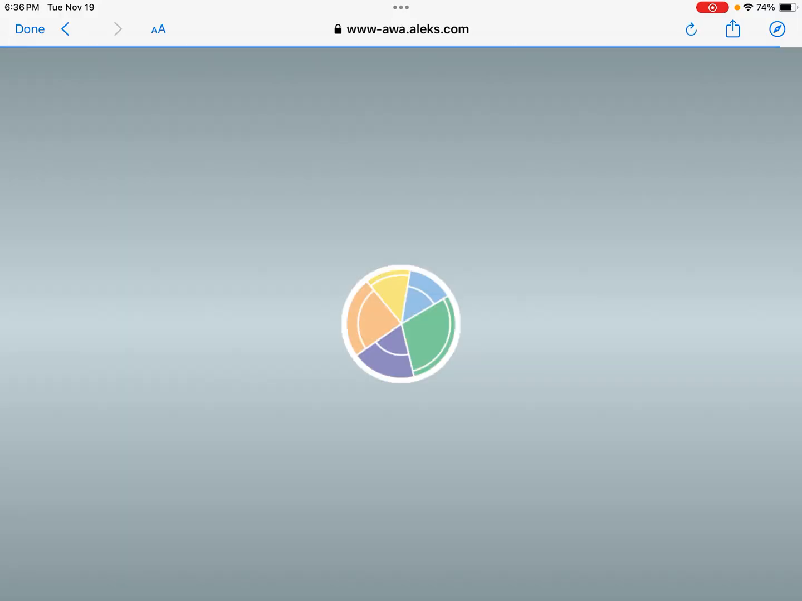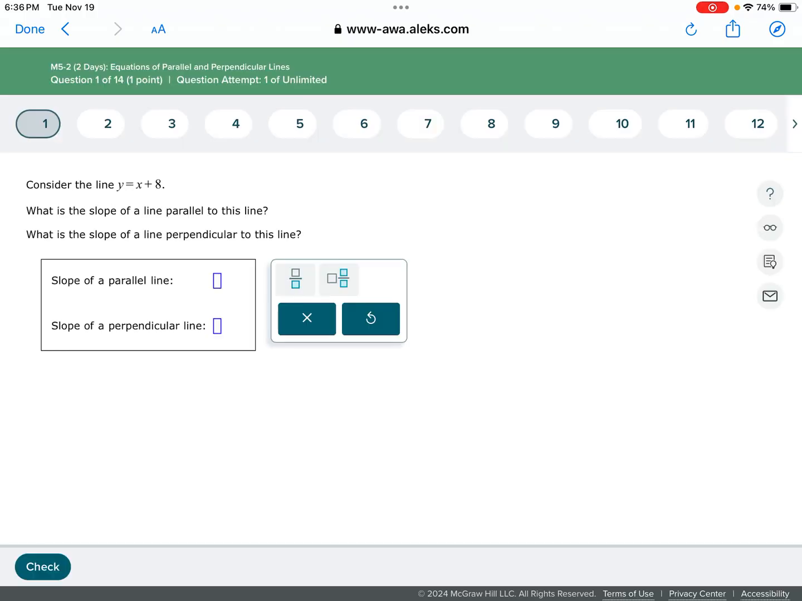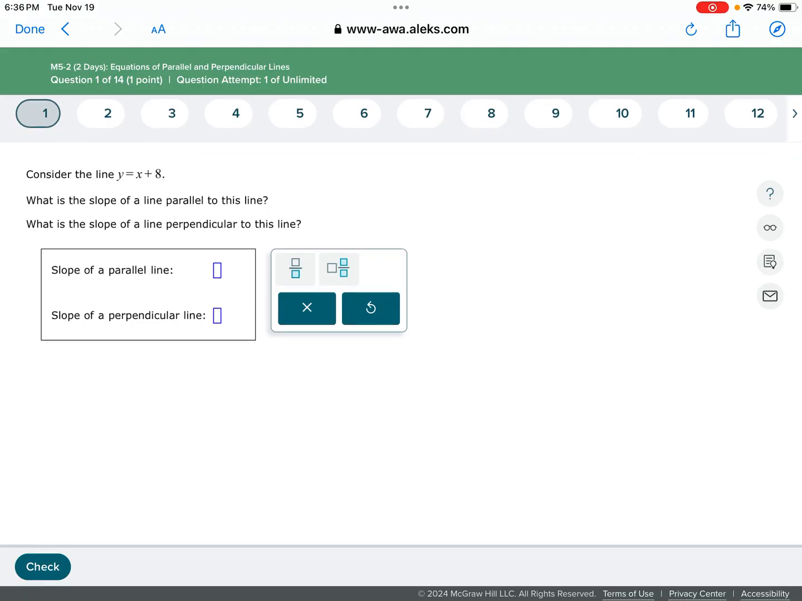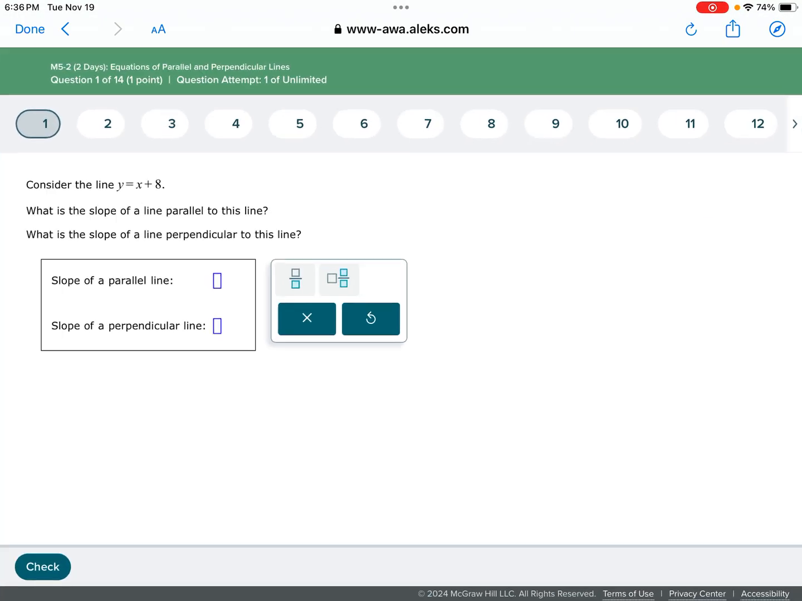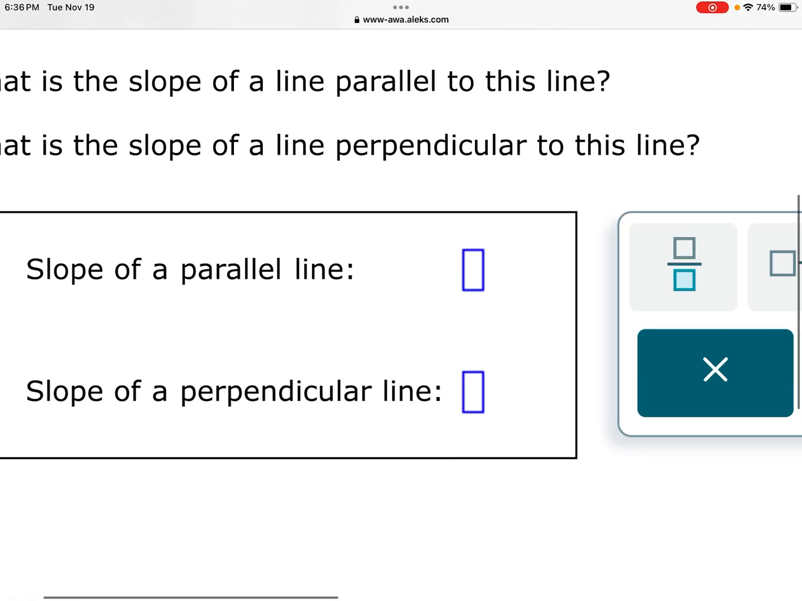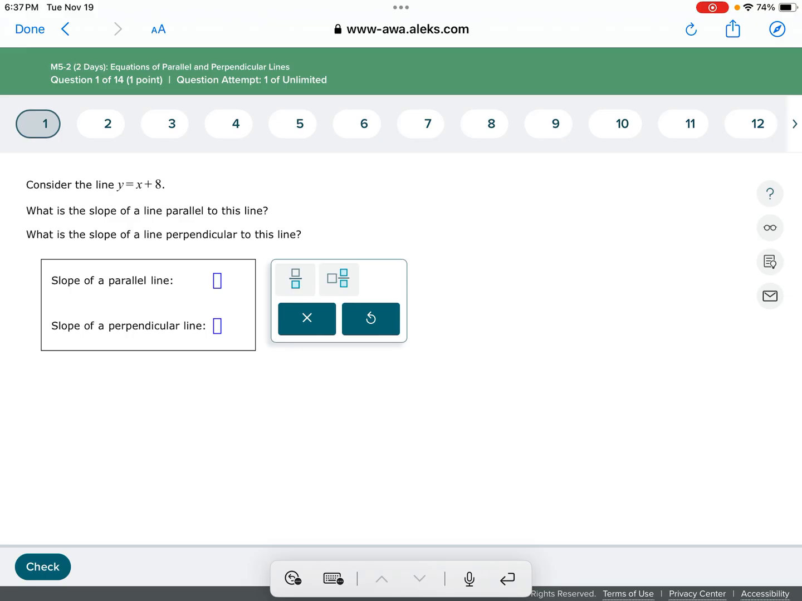So if you see this assignment here, this is what you're going to have today. You're going to do 1 through 7 for the assignment. So slope of a parallel line, perpendicular line, make sure you look at the equation that they give you. In this case, it's y equals x plus 8. You're going to find the slope of a parallel line, which remember has the same slope. So I'm going to go ahead and answer this here.